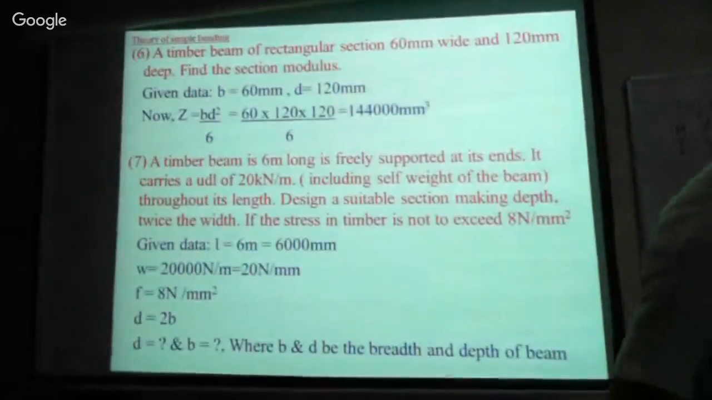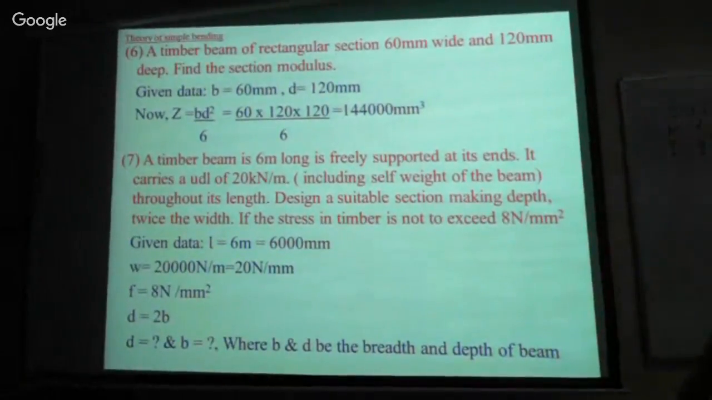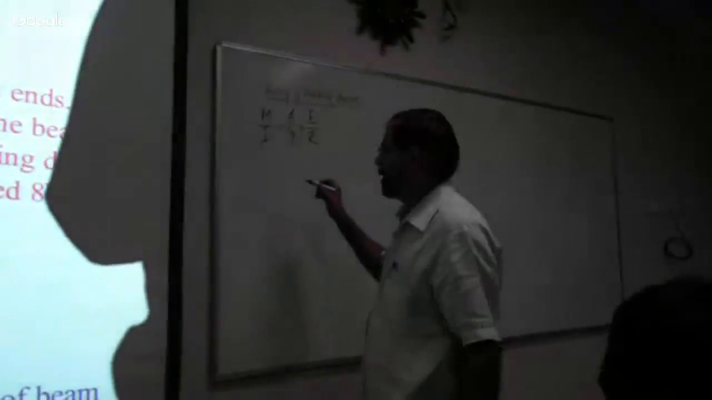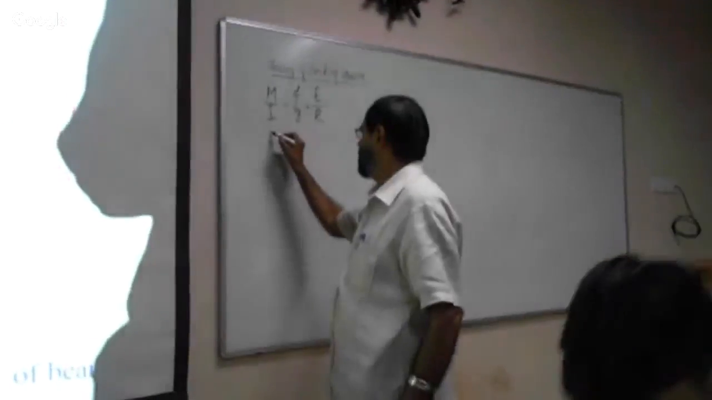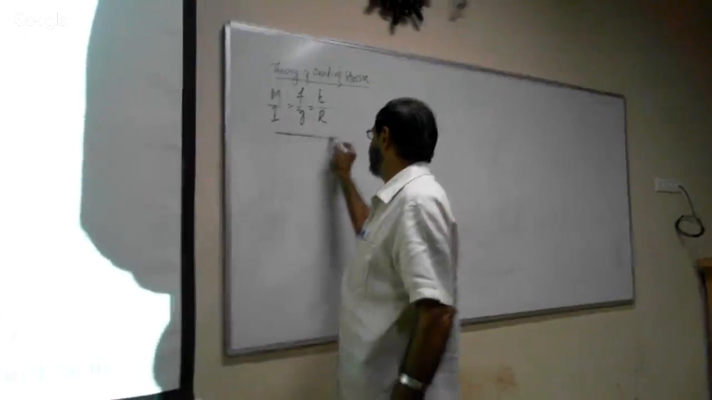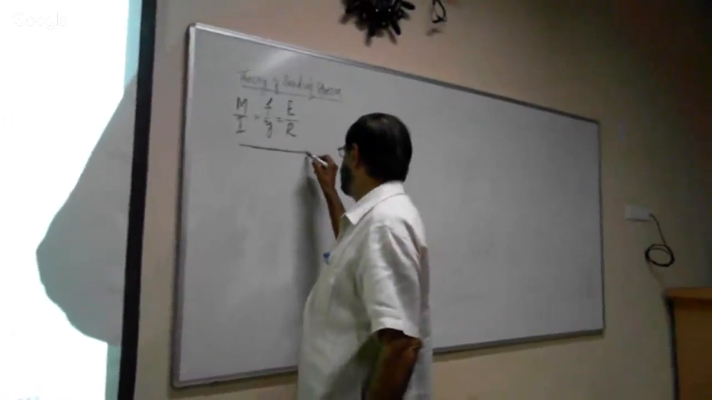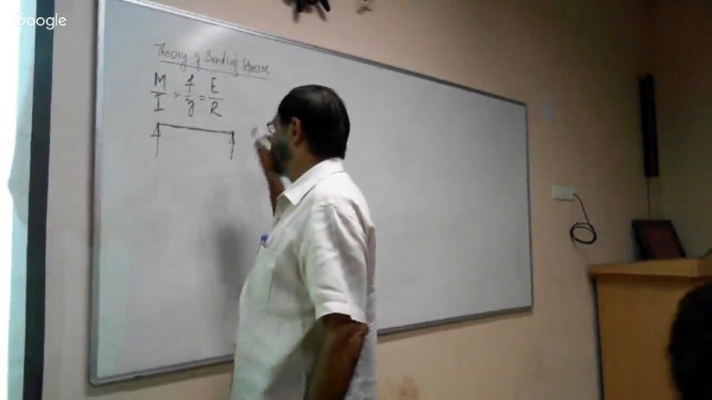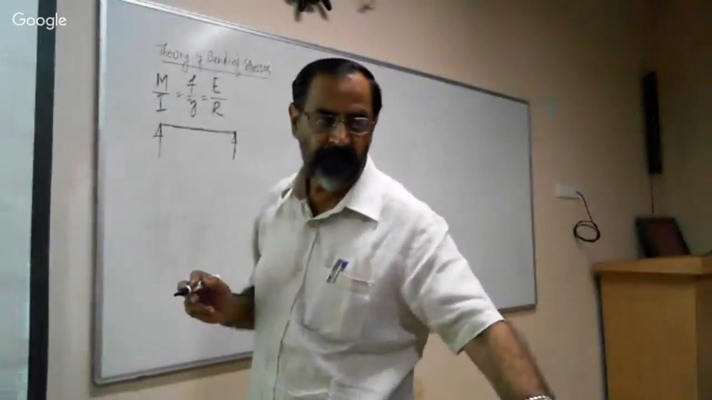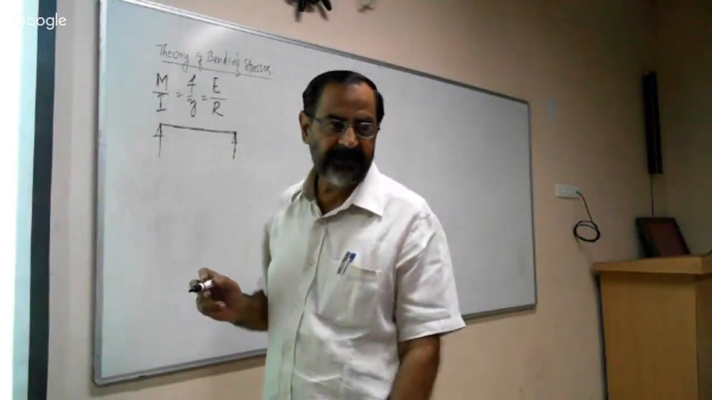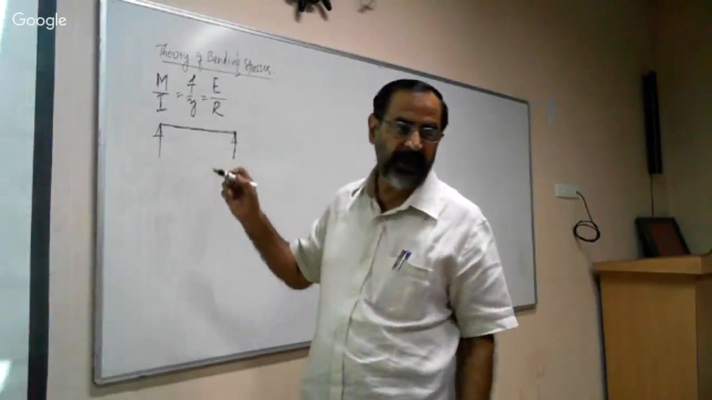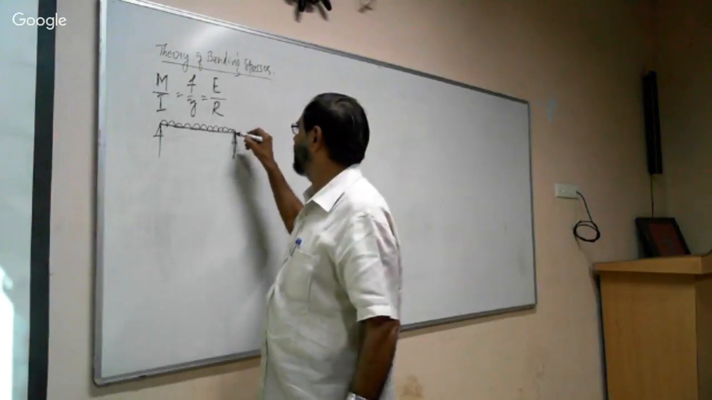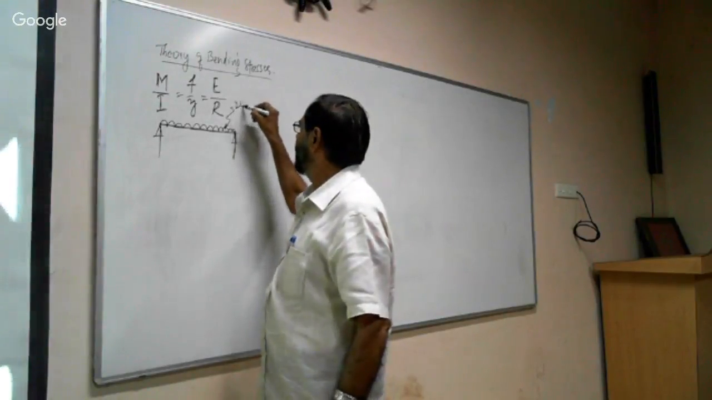A timber beam 6 meter long. This is the 6 meter long beam, freely supported at its ends. It carries a UDL of 20 kilonewton per meter. This is the UDL, 20 kilonewton.